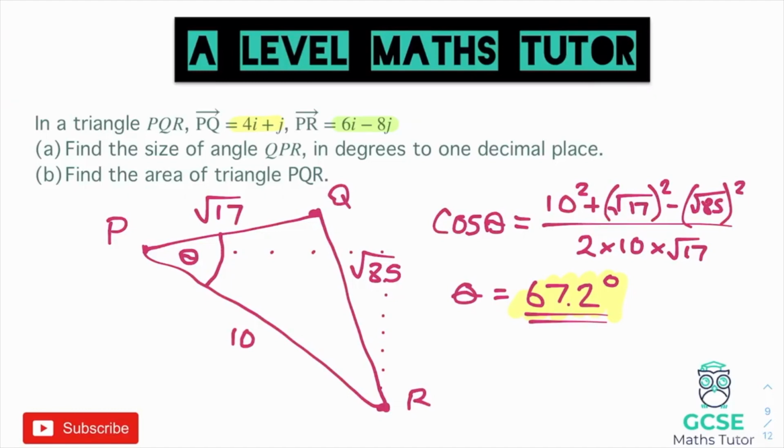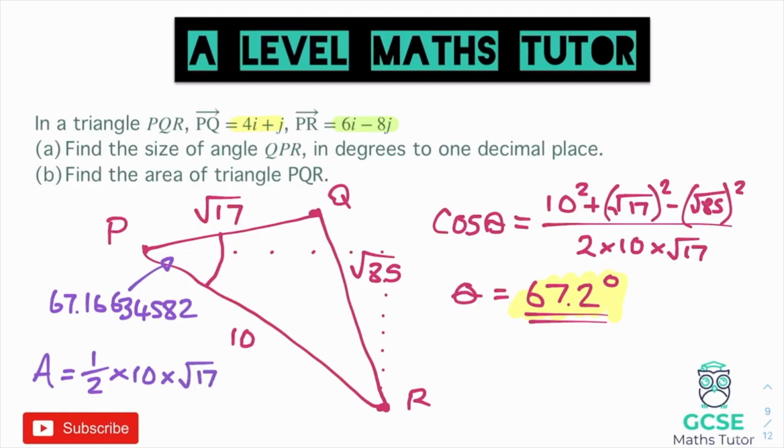So for working out the area, we're going to do half ab sine C. Again, we now know the angle here, so we can get rid of theta, and we can put the angle in. So let's just write the whole angle in: 67.16634582. And now we can do half ab sine C. So the area is going to be a half times our two adjacent sides there, so 10 times root 17 times sine of this angle, 67.16, and the rest of those decimals, I'm just going to use the answer button on my calculator. So 0.5 times 10 times root 17 times the answer.